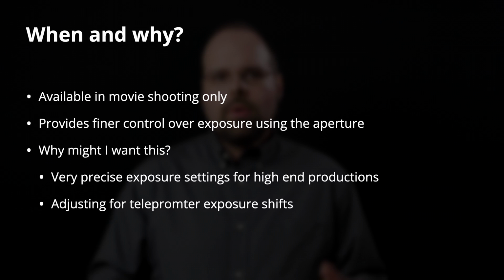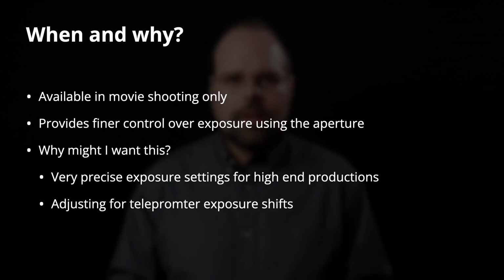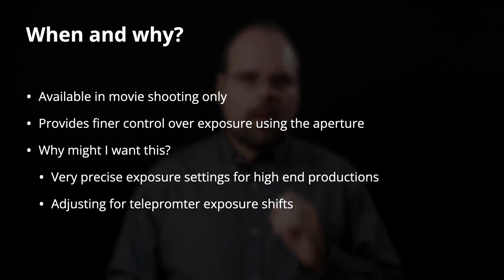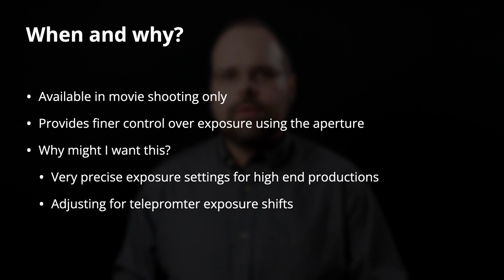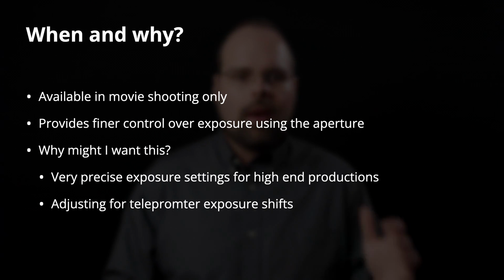So why, when, and how do you want to use this? Well, first of all, this setting is only available in movie shooting. So on the EOS R5, you have to be in movie mode, and on the EOS R5C, you have to have the camera set to video mode where you can shoot video using the Cinema EOS OS. The point, obviously, is to provide finer control over the exposure with the aperture.